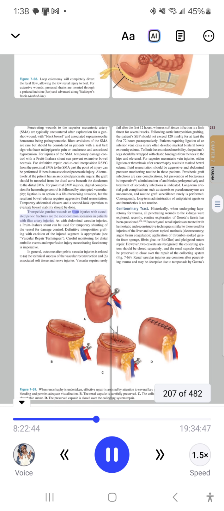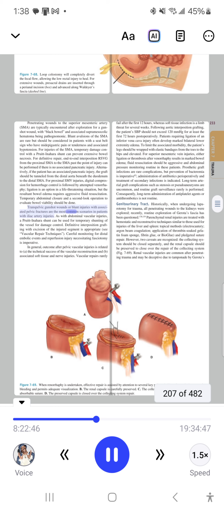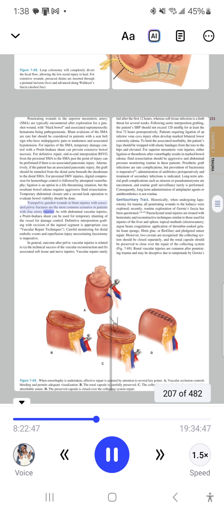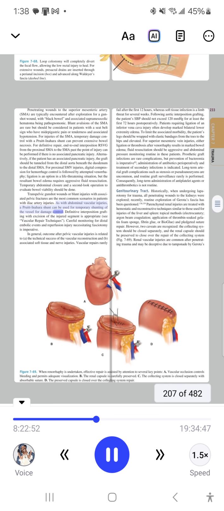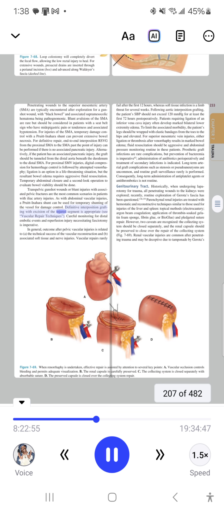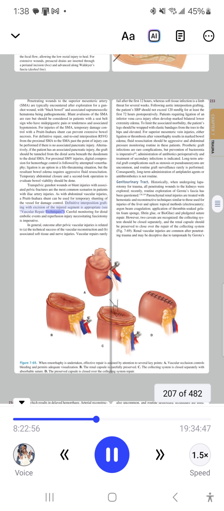Transpelvic gunshot wounds or blunt injuries with associated pelvic fractures are the most common scenarios in patients with iliac artery injuries. As with abdominal vascular injuries, a Pruitt-Inahara shunt can be used for temporary shunting of the vessel for damage control. Definitive interposition grafting with excision of the injured segment is appropriate. See vascular repair techniques.